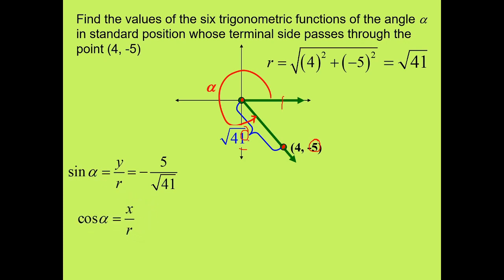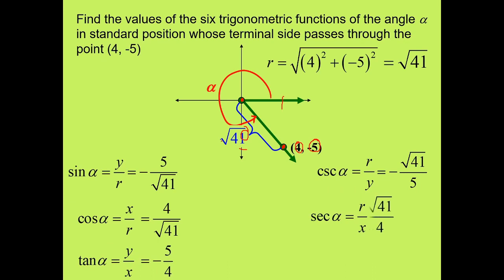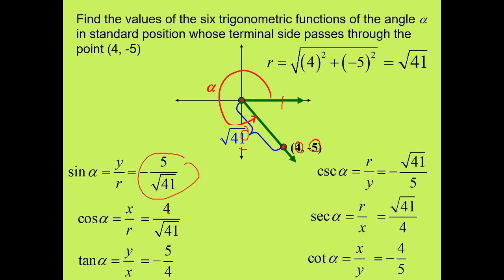Now for cosine A, that's x over r. That's positive 4 over square root of 41. So our x value is 4 and our r is the square root of 41, and so on and so forth. So these values are the 6 trigonometric functions of the angle alpha in standard position.